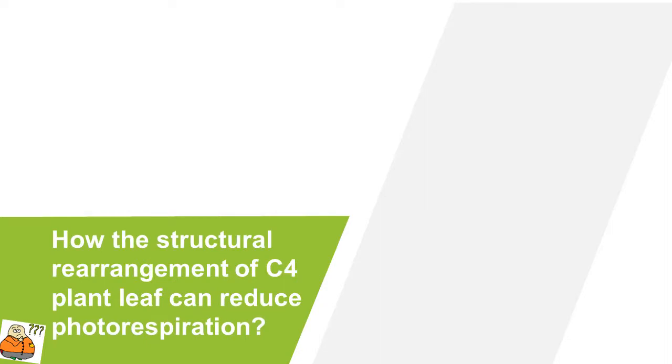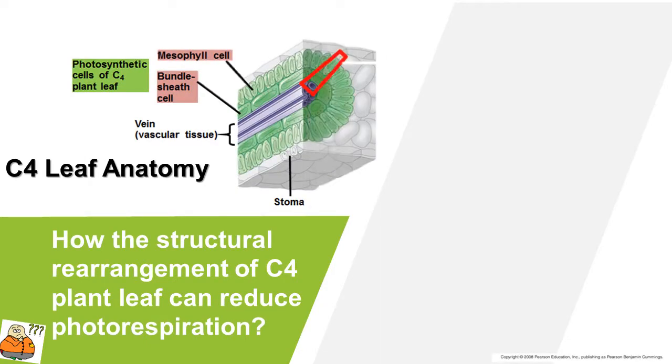How can the structural rearrangement of the C4 plant leaf reduce photorespiration? Use the zoomed-in picture of the vein, vascular tissue, bundle sheath cell and mesophyll cell of the C4 leaf anatomy to explain the process. Recall from the photorespiration discussion that a plant in a hot and dry environment has a high concentration of oxygen and a low concentration of carbon dioxide in the leaf due to the closure of stomata.